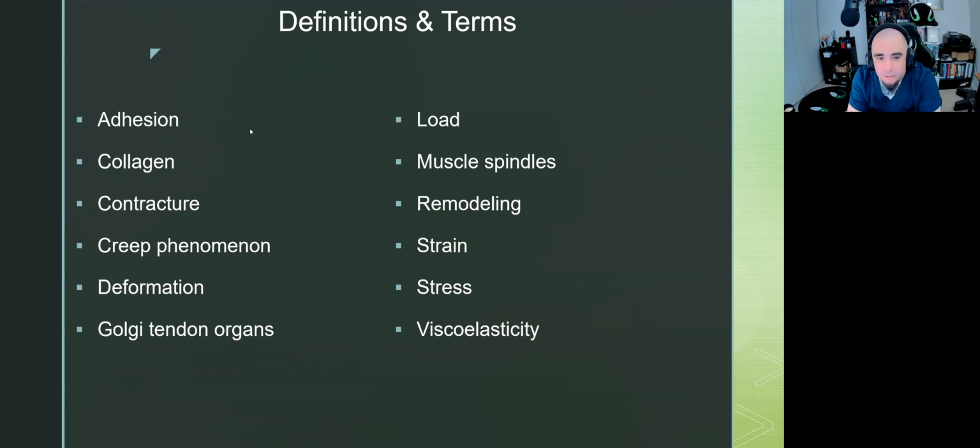So talking about some key terms here: adhesions, collagen, contracture, creep phenomenon we mentioned. We talked about deformation and Golgi tendon organs, load, muscle spindles, remodeling, strain, stress, and viscoelasticity. All these terms we've already kind of covered in Therex, but they're going to come up today again.